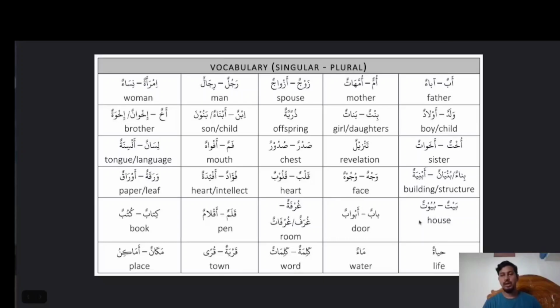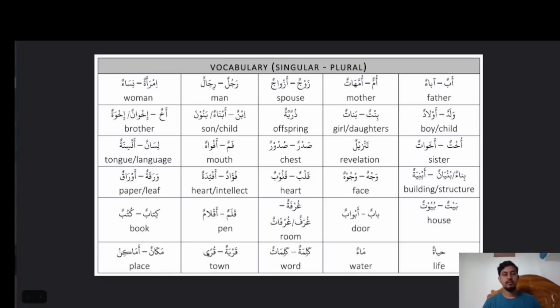Baitun, buyutun, house. Babun, abwabun, door. Gurfatun, gurafun, gurufatun, room. Qalamun, aklamun, pen. Kitabun, kutubun, book. Hayatun, life. Ma'un, water. Kalimatun, kalimatun, word. Riyatun, puro, sound.